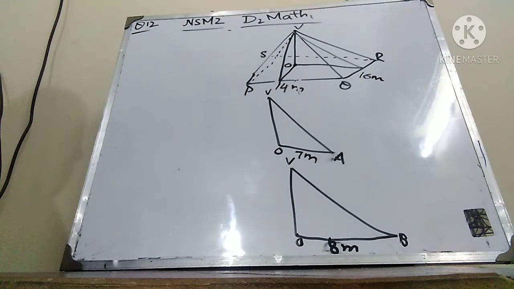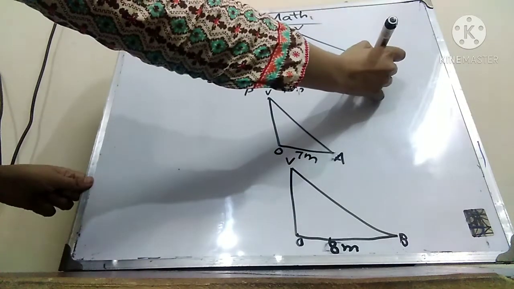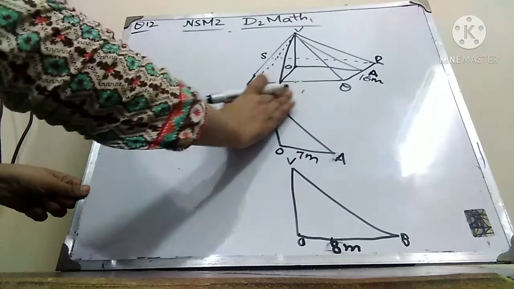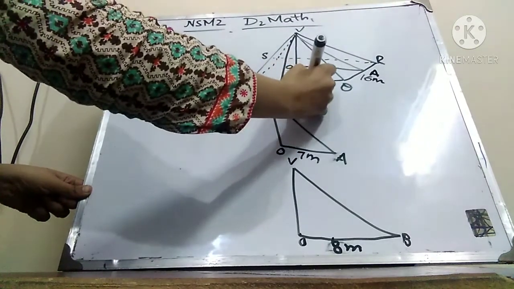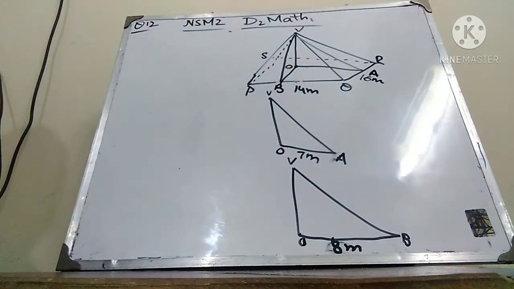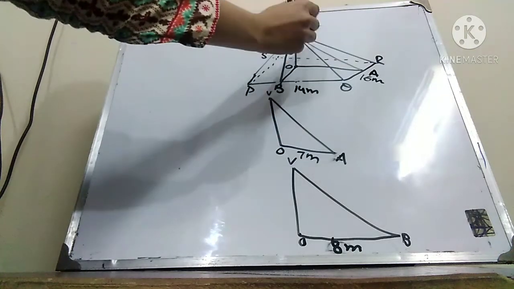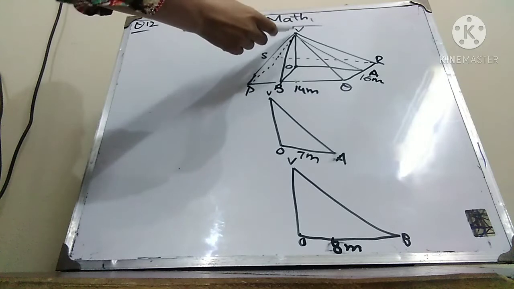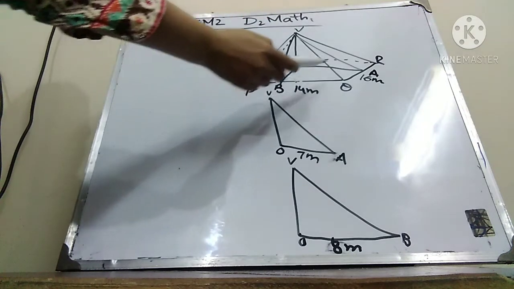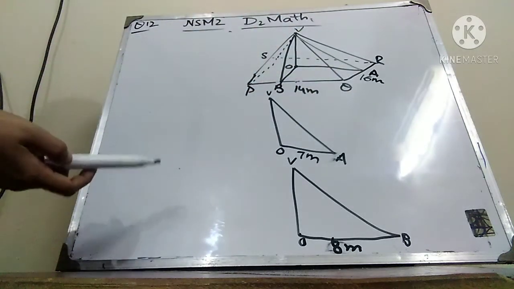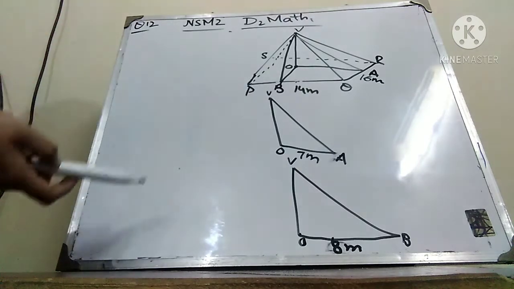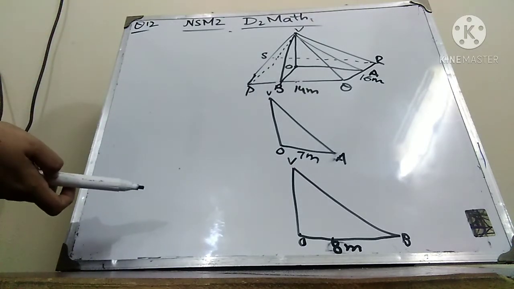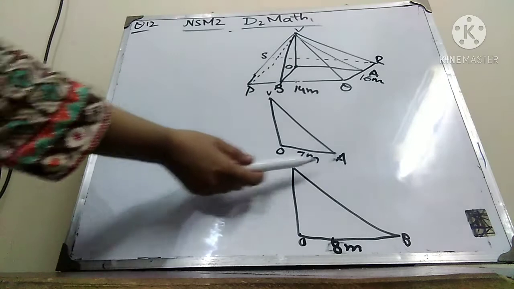So the first point is A, and the other point is B. Here this is A and this is point B. VOA is a separate triangle and VOB is another separate triangle. I will join V with B, and I will give this point the name A and this point the name B. So now we have two more triangles, VOA and VOB.